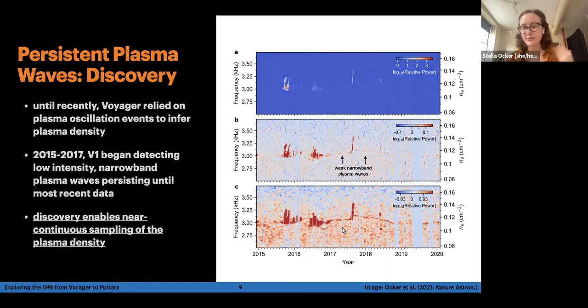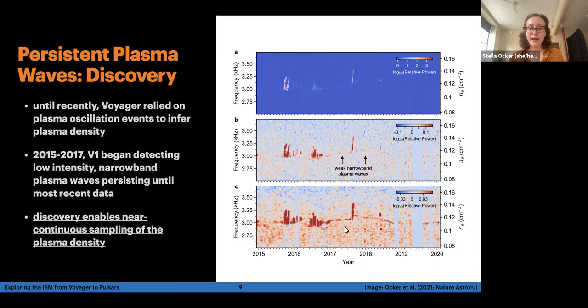By every mark, it's a very narrow band, extremely weak, and it is present even in the absence of these solar activity triggered plasma oscillation events. And so its physical origin appears to be distinct from these plasma oscillation events. So it is independent of solar activity.